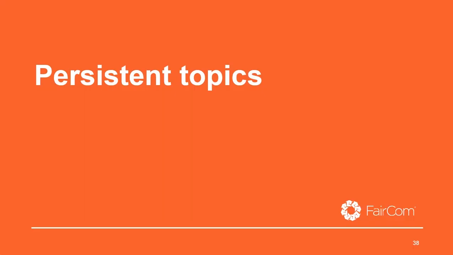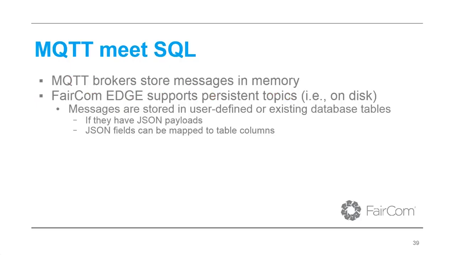And then we get to persistent topics. We'll talk about this for a little bit, and then we'll jump into our demo. As I alluded to when we were talking about the architecture, this is where things get really interesting. I put MQTT meets SQL here. Traditionally, MQTT brokers store messages in memory. There's a fixed limit there. If you run out of memory, you're going to have to start purging messages. If the broker is restarted, you're obviously going to lose whatever is in memory. Sometimes there are other persistence options that may or may not be supported depending on the broker you're looking at. But with FairCom Edge, we think in terms of persistent topics.